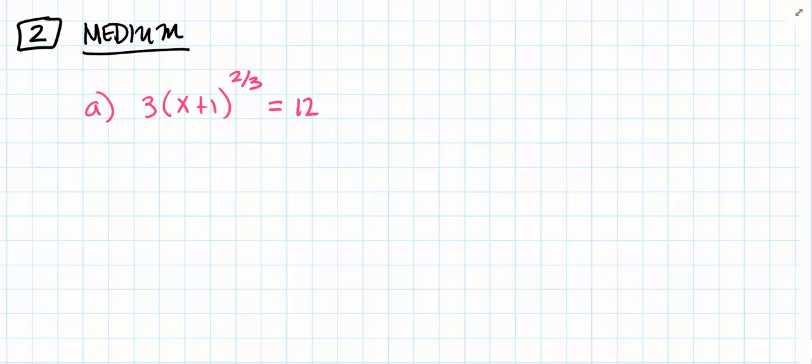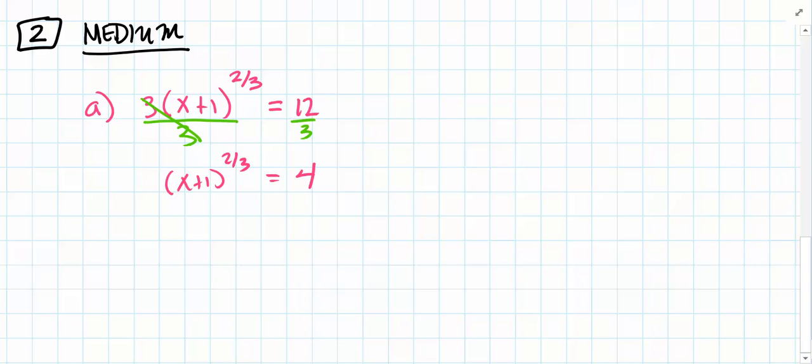Okay, here's a medium example. We're trying to solve 3 times (x plus 1) to the 2/3 is equal to 12. Anybody got a really good idea we could do first? Remember, we want to isolate the part of the equation that has a radical or an exponent. Yes? Yeah, let's do that first. That's a great first move. Let's divide by 3 on both sides. Boom. So that's going to give us (x plus 1) to the 2/3 is equal to 4. You guys cool with that part?